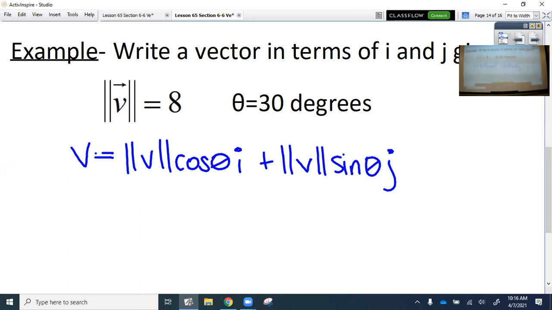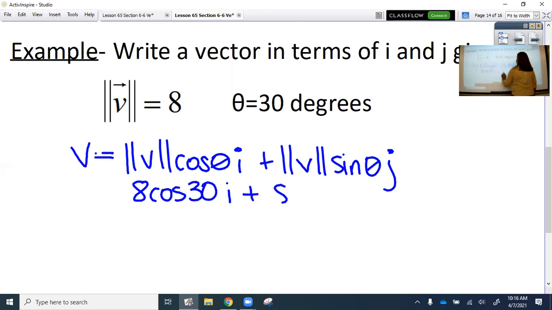All right, that's our formula, right? Magnitude of the vector times cosine of the angle is my i. Magnitude of the vector times sine of the angle is my j. So 8 cosine of 30 is my i, plus 8 sine of 30 is my j.